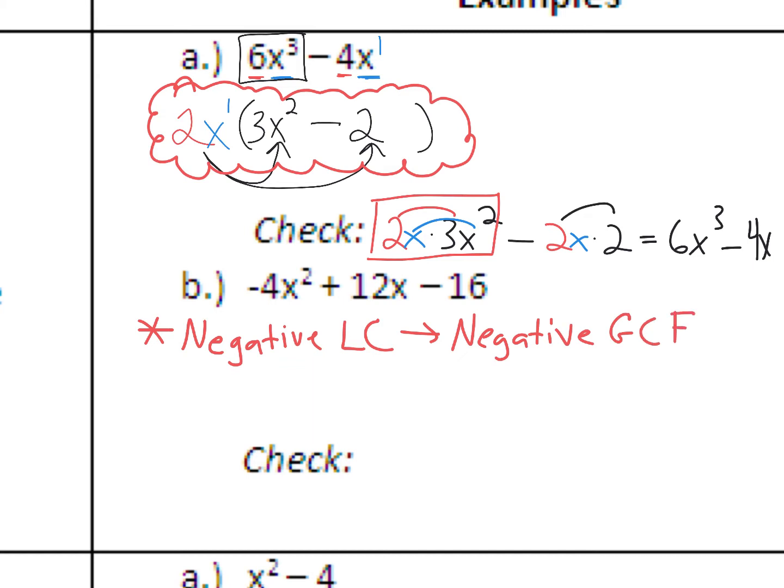I'm going to pull out a -4. Again, we open up a set of parentheses that matches the original size of the polynomial, in this case the trinomial, that we're attempting to factor. And then I ask myself, -4 times what gets me back to -4 times x squared?